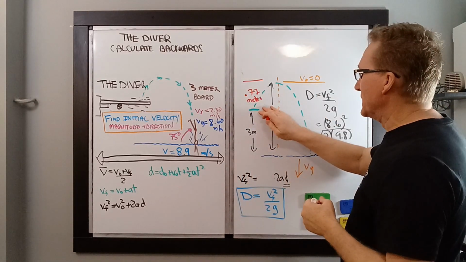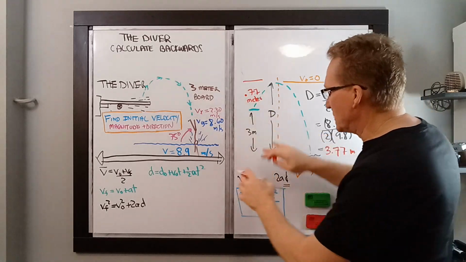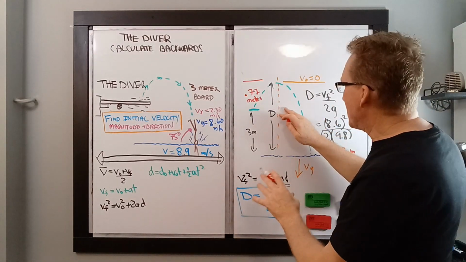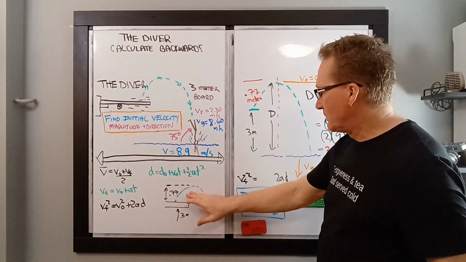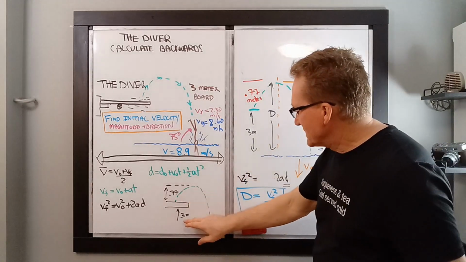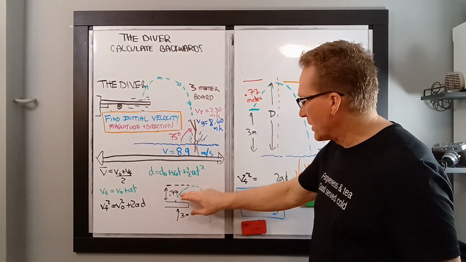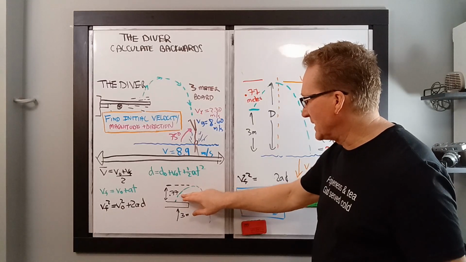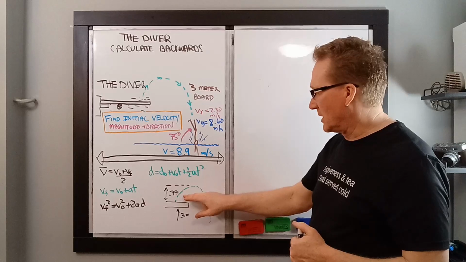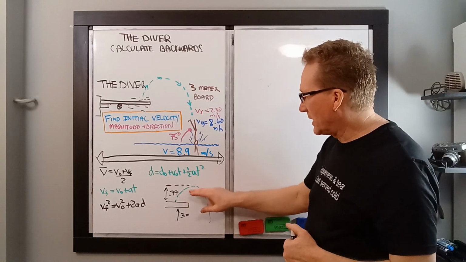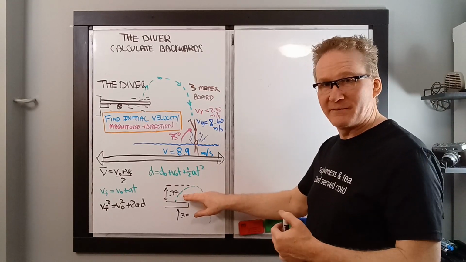So now we'll do the other portion of this. I'm just going to redraw this really quickly so we remember this data, and then I'm going to do the last part of this equation. Here I've redrawn this sketch a little bit, saying that the board is 3 meters above the water and the total height is 0.77 meters above that. Now let's take a look at this. We have this sketch here of the fact that her total height is 0.77 meters above the diving board.